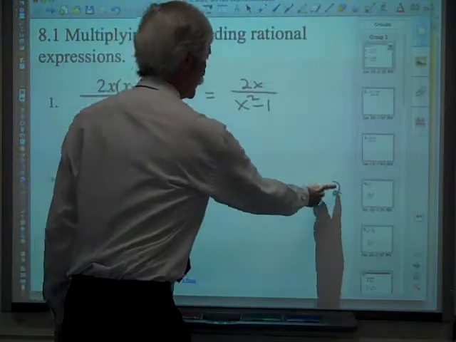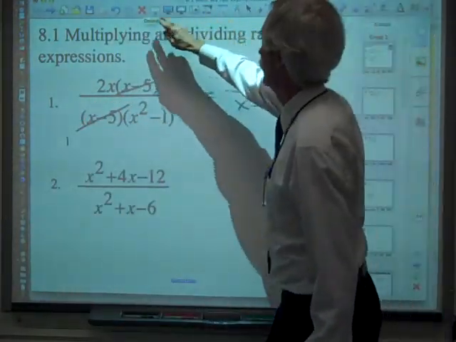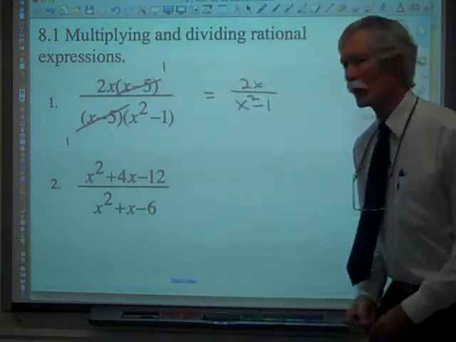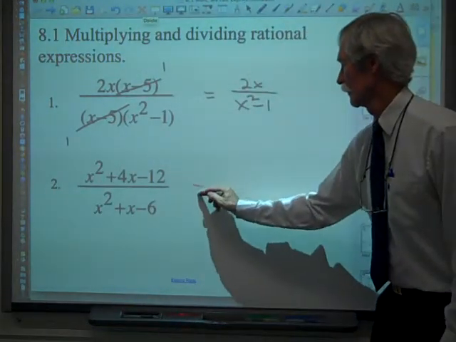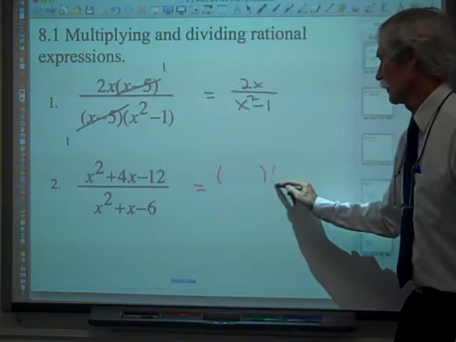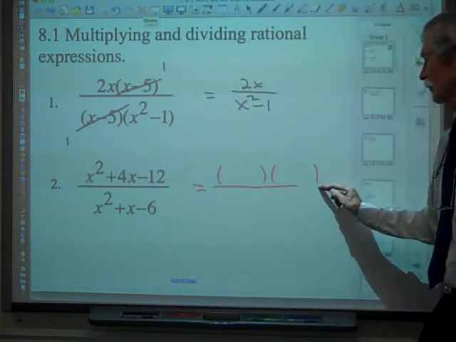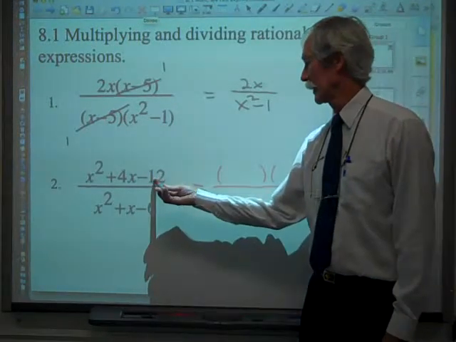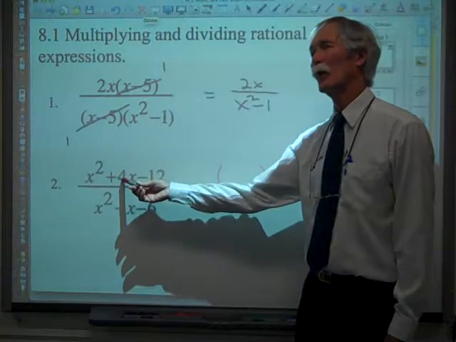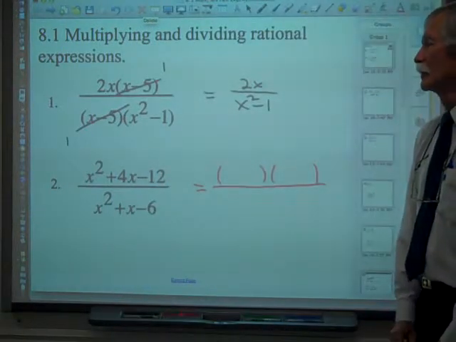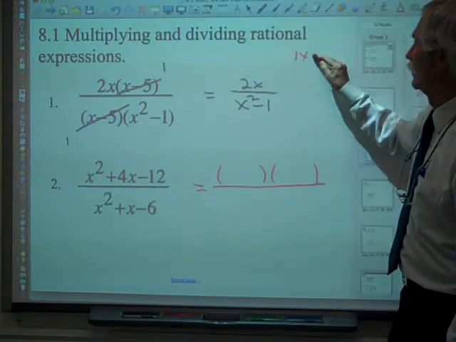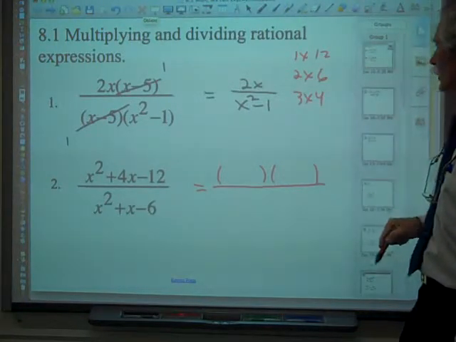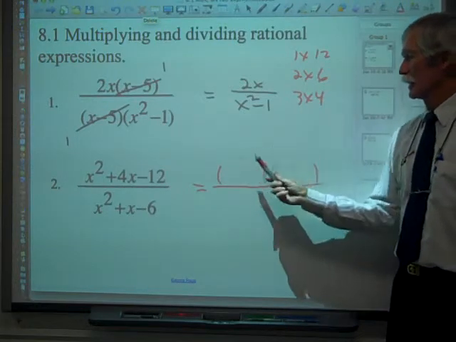So what do you do? Dan suggested long dividing, but we're going to factor instead. Remember factoring? How does that top one factor? What can multiply and make negative 12 and add and make 4? 6 and negative 2. 1 times 12, 2 times 6, 3 times 4. Any of those could add and make 4?